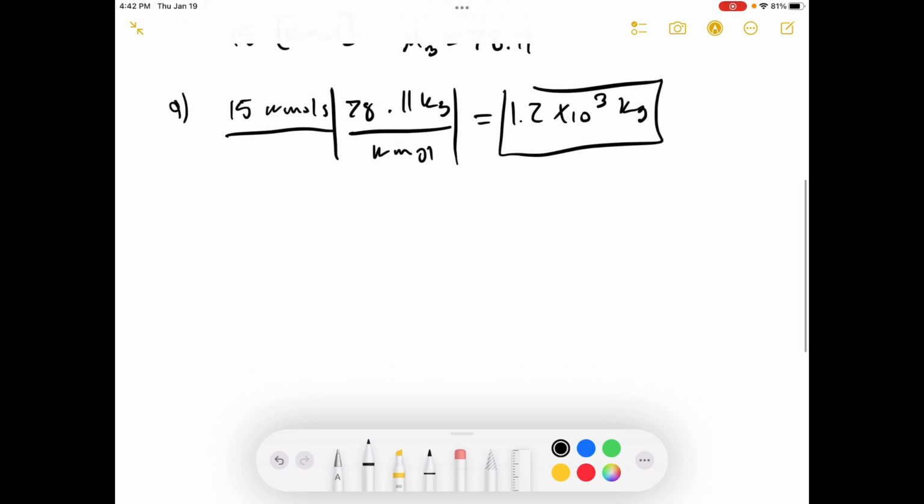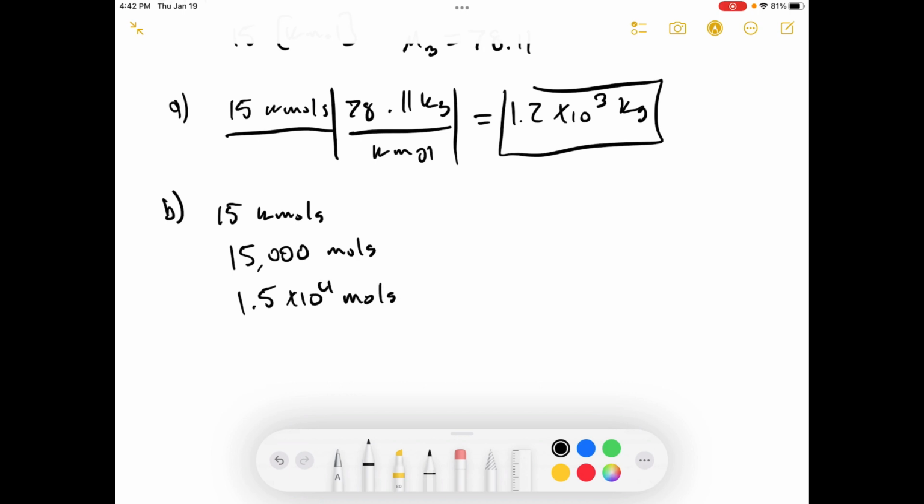Okay. Part B, we're working in moles. So if we have 15 kilomoles, that's 15,000 moles, or 1.5 times 10 to the 4 moles.